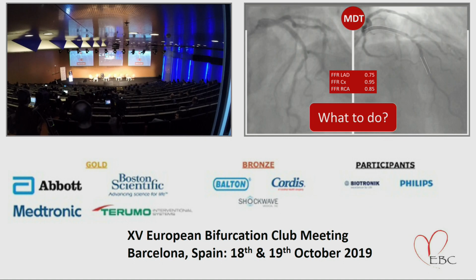Other LIMA graft to LAD? Graft to LAD. Provisional approach to the LAD. It's not unreasonable. This chap has returned repeatedly. Tom, how do you know where the lesion is? But, you know, the FFR. So I haven't shown you the pullback of the FFR.